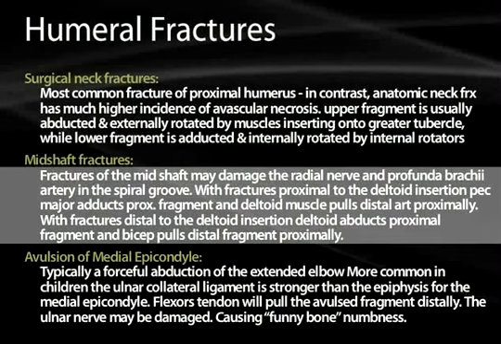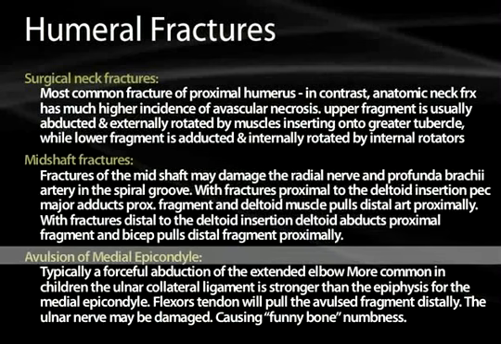In a mid fracture or midshaft fracture, they're going to have damage to the radial nerve and oftentimes the profunda brachii artery, which is in that spiral groove. And the pectoralis major muscle is going to be adducting the proximal fragment, whereas the deltoid muscle is going to be pulling that distal fragment towards the proximal end. So with these kind of fractures, distal to the deltoid insertion, the deltoid is going to abduct that component of the proximal fragment, and then the biceps is going to pull the distal fragment proximally.